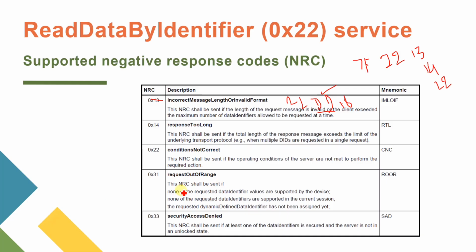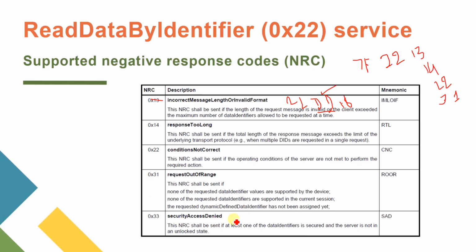31 is request out of range. This NRC shall be sent if none of the requested identifier values are supported by the device. If you send a 22 DID or some data which is not supported for that service, then at that time it will throw NRC 31. Also, if the DID itself is not configured, for example I am sending the 1234 DID number but it is not configured at all in our project, then at that time also we can expect NRC 31, which means DID not supported.